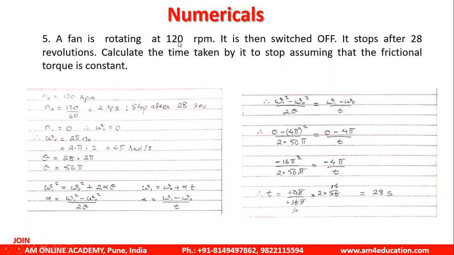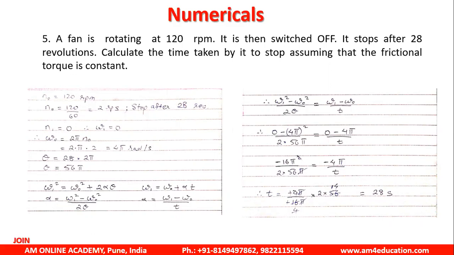The fan is rotating at 120 RPM. It is then switched off, which means its angular speed is going to decrease. It stopped after 28 revolutions. After making 28 turns, the fan stops. Calculate the time taken by it to stop, assuming that the frictional torque is constant. Now, after switching off the fan, we have to see how much time it takes to stop.